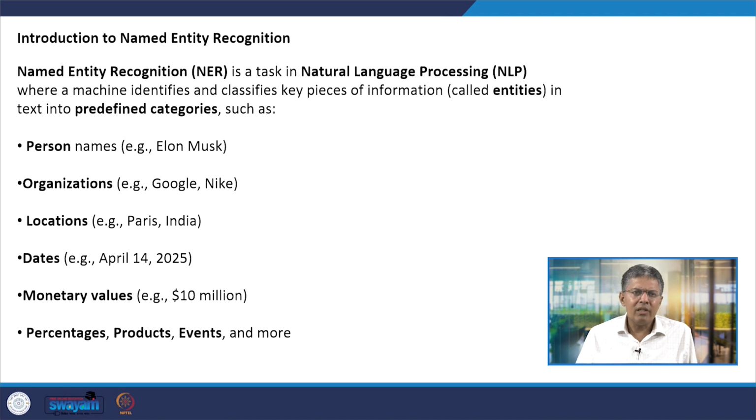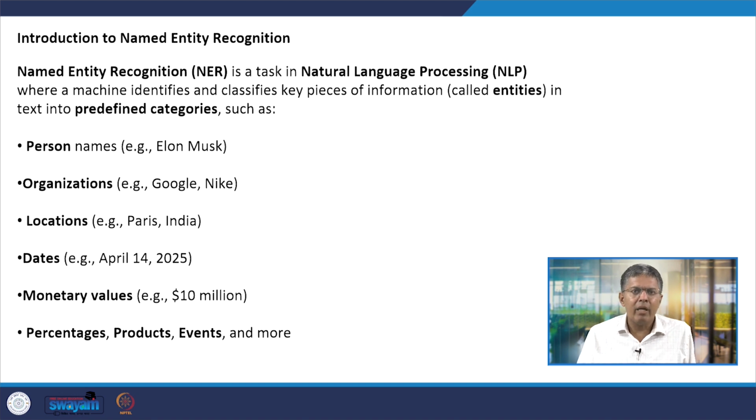Okay. Now, after this we will talk about another method which is called named entity recognition. This is also a very popular and useful method, and it is very much used nowadays, because it helps you to identify names, organizational names, price of products, location, all these things very easily. What it is saying? NER is a task in natural language processing where a machine identifies and classifies key pieces of information. Okay. What are these key pieces of information? These key pieces of information are called entities. So, entity could be anything.